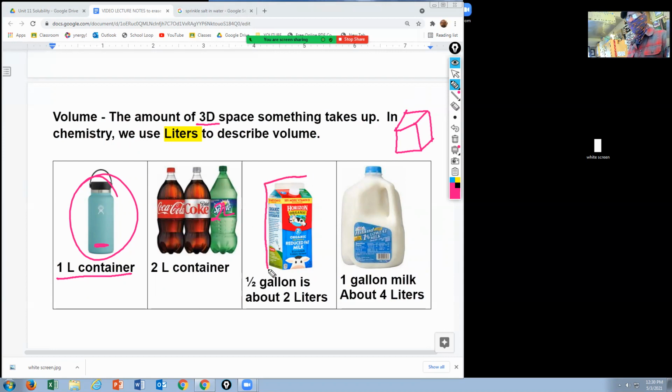Now, a half of a gallon is about 2 liters. So if you need to try to visualize how much things are, that's 2 liters. A gallon is about 4 liters. So you'd be able to pour 4 of these hydro flasks into a gallon container. So this is about 4 liters of material. All right. So that's the unit called volume, and we measure it in liters.